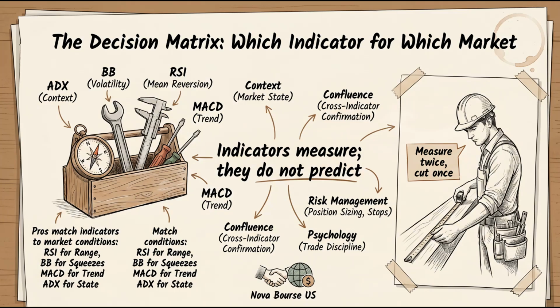To be a professional, you need a decision matrix. If the ADX is below 20, you are in a range-bound market. Use the RSI for mean reversion and watch for Bollinger Band squeezes. If the ADX is above 25, you are in a trend. Look for RSI pullbacks to the 40 to 50 zone. Use MACD crossovers for confirmation, and look for Bollinger Band walking to stay in the trade. MACD divergence is best at extremes, while the ADX is your go-to tool for transitions during breakouts.